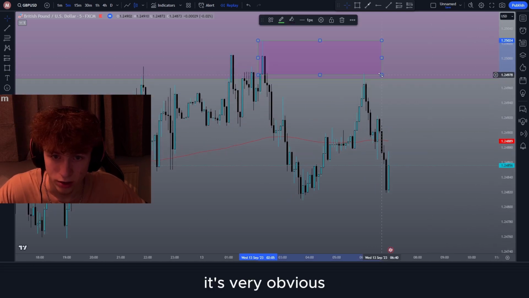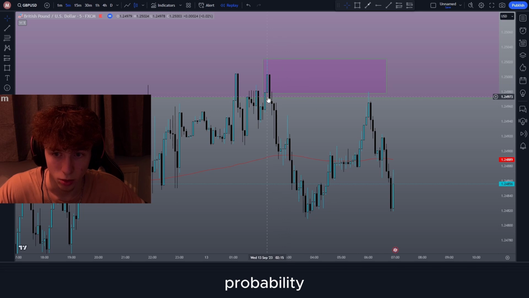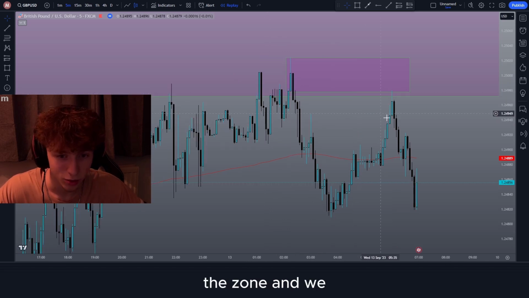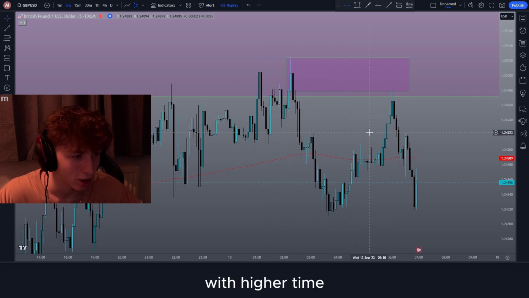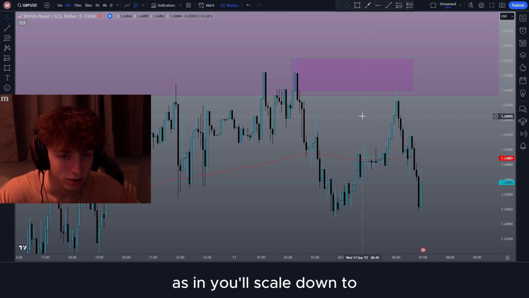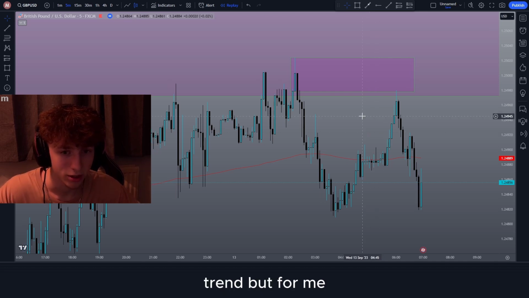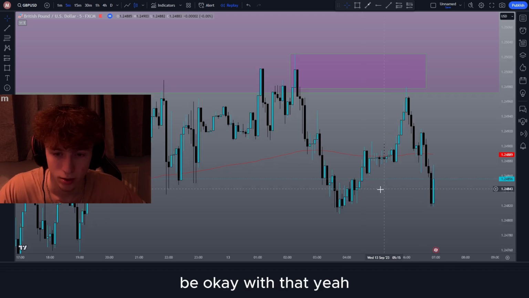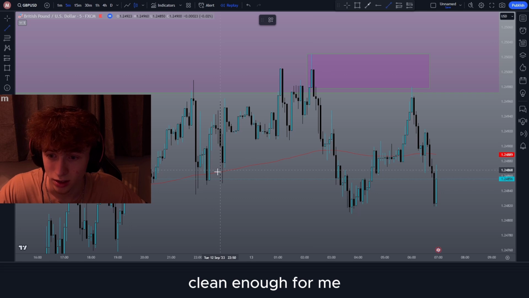It's a very obvious 5-minute supply. This is low probability, there is no gap in the zone, and we are trading towards the EMA. This will happen a lot with higher time frame setups, as in you'll scale down to the 5-minute and it will be counter trend. But for me, these high time frame confluences are enough for me to be okay with that. Yeah, this 5-minute is, like I said, clean enough for me.